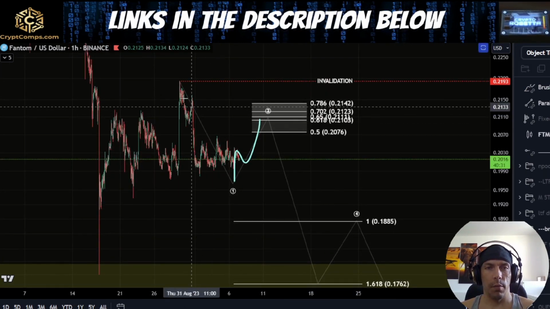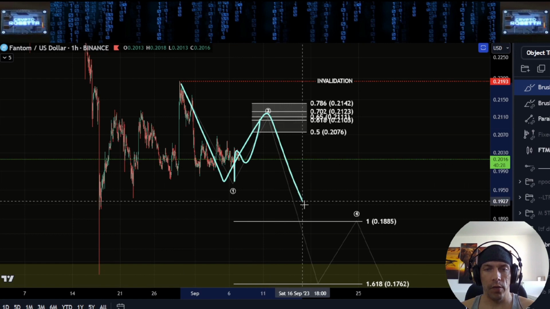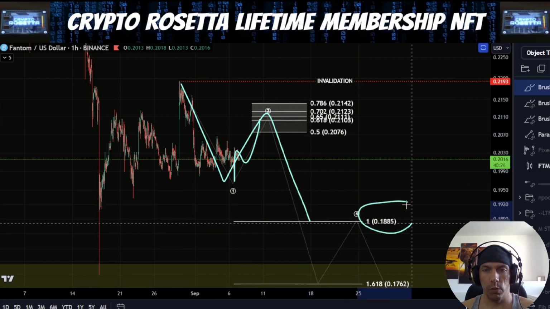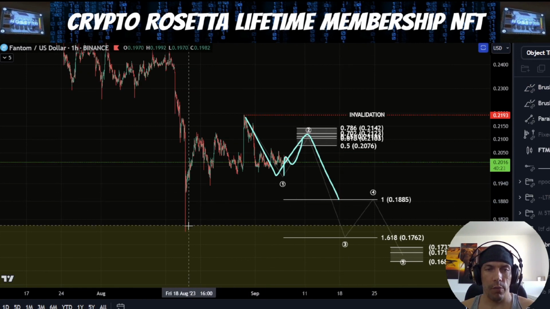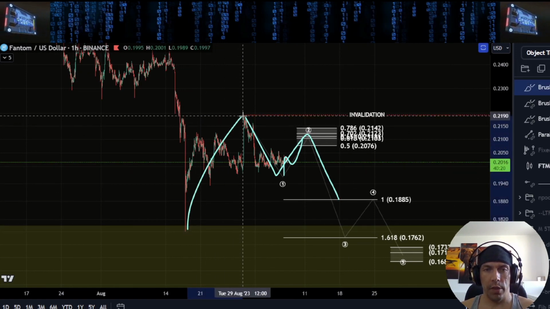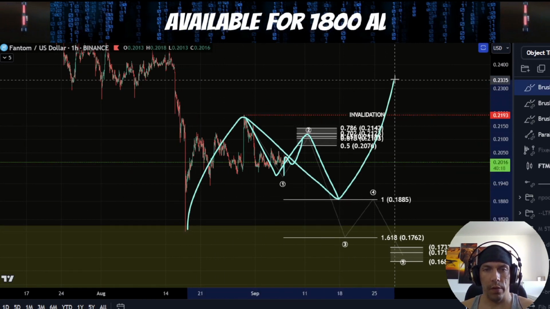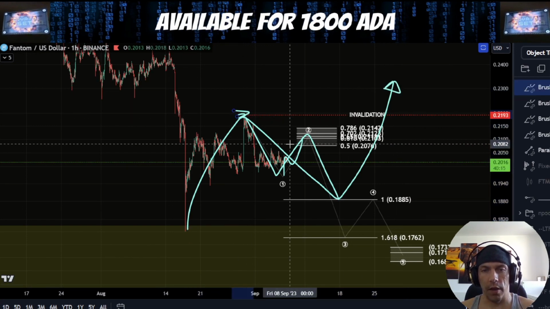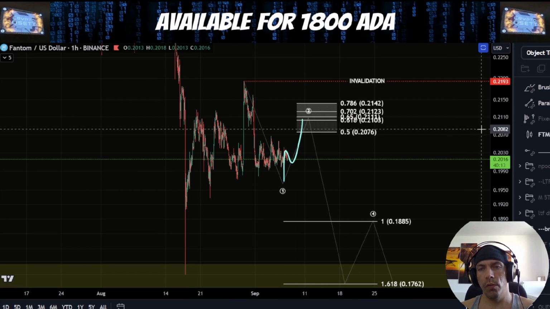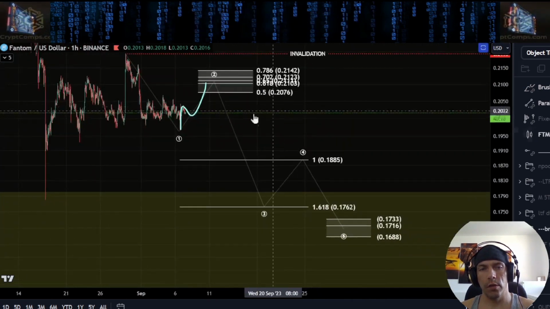This could then become A, B, and C, and we see a push down here towards this 1-to-1 level, which would be 1885. If we do just get a 3-wave move here, this could still align with that idea of this being a bigger A, B, C pattern, where we would be looking to push to the upside and actually take these highs again.